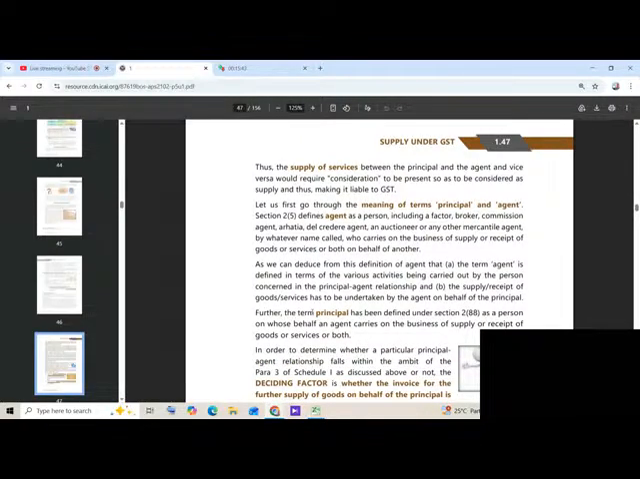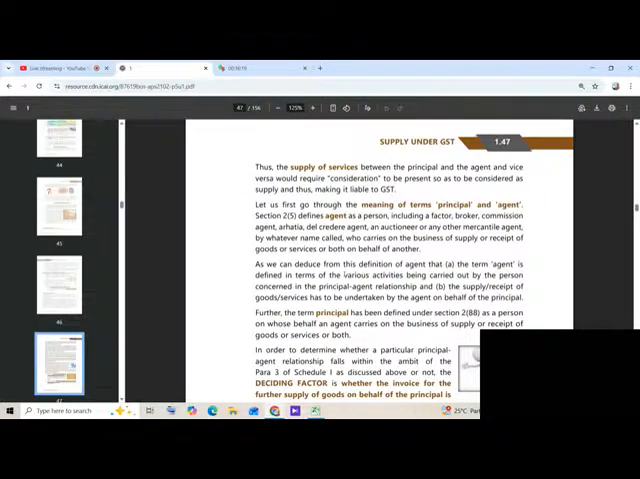Section 25 defines agent as a person including a factor, broker, commission agent, arhatia, del credere agent, an auctioneer, or any other mercantile agent, by whatever name called, who carries on the business of supply or receipt of goods or services or both on behalf of another. As we can deduce from this definition, the term agent is defined in terms of the various activities being carried out by that person concerned in the principal agent relationship, and the supply or receipt of goods and services has to be undertaken by the agent on behalf of the principal.